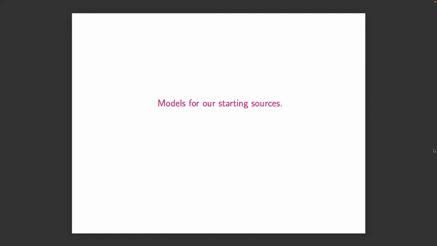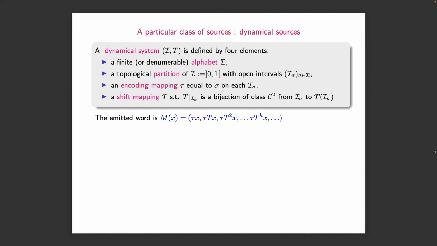Okay, what are the models for our starting sources? So we choose dynamical sources because, in this general framework for dynamical sources, it is easy to obtain very precise results.